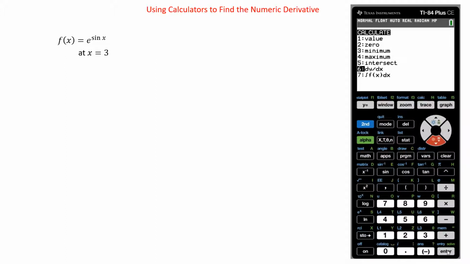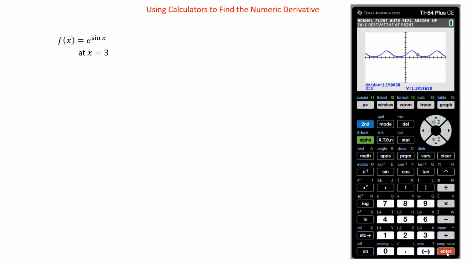So we go down to number 6, and we pick it, then it wants to know where. We're going to find the derivative here for x equals 3. So you could scroll over to 3, or you could just type 3. Hit enter, and there's the derivative, negative 1.140038. So negative 1.14. That looks like about the right slope. It's angling downward at about a slope of negative 1, so negative 1.14 sounds about right. So that's one way to do it.